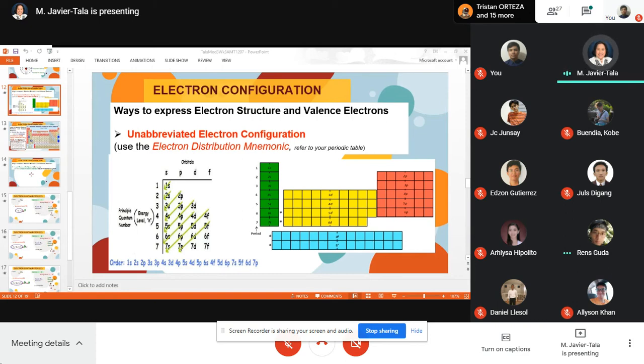Mr. Guda, in your electron distribution mnemonic, what are the maximum number of electrons that can be contained within the SPDF? Maximum number. Note ng inyong periodic electron distribution mnemonic.